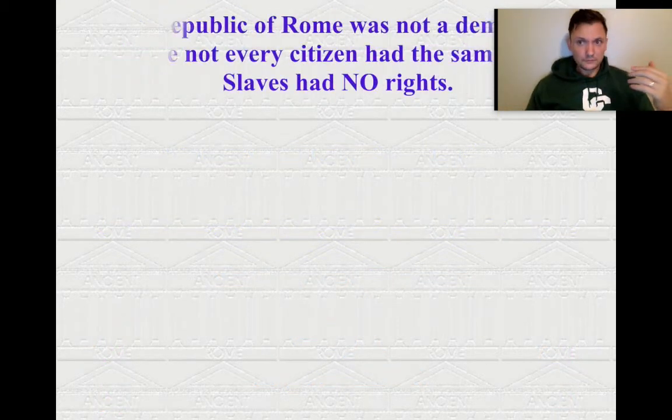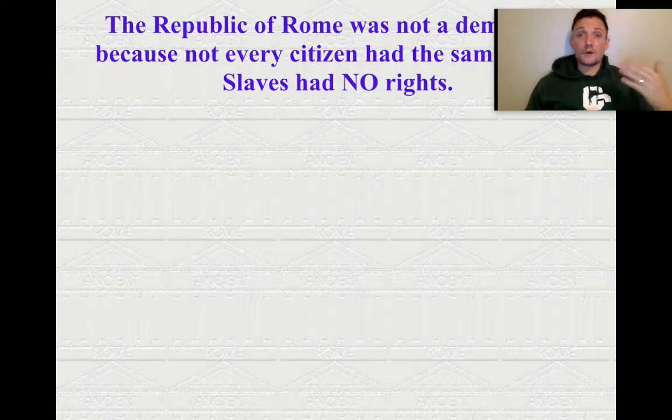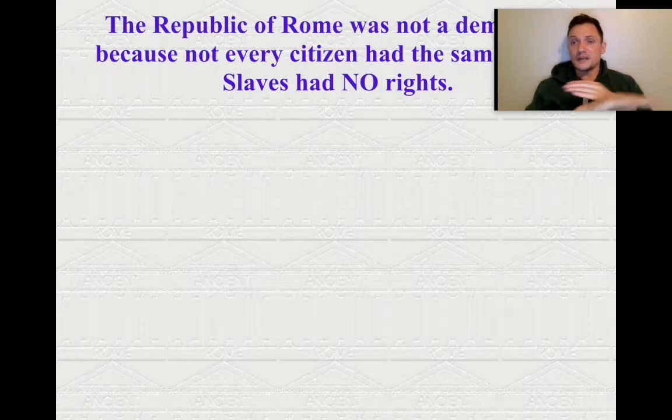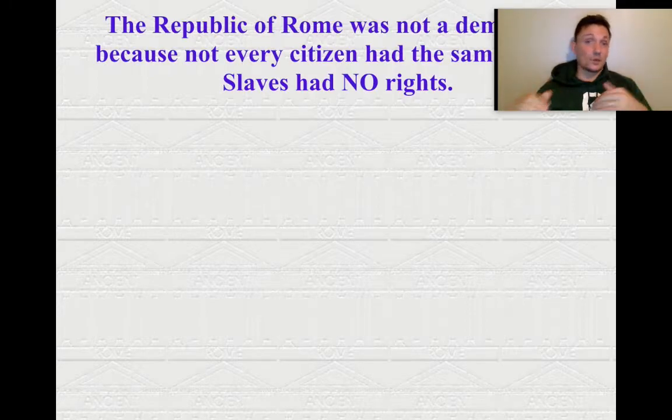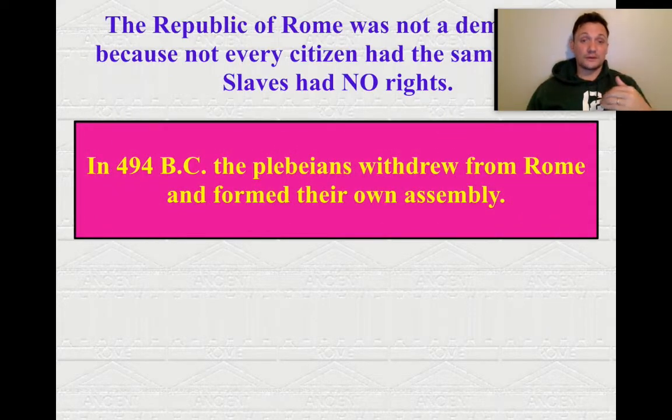Now, anyway, the Republic of Rome wasn't really a walk in the park, right? And it wasn't actually fair across the board because not every citizen had the same rights, okay? Because slaves had absolutely 0 rights, and women had no voice in their government whatsoever. So, in 494 BC, the plebeians decided that they've had enough, that this is ridiculous, the fact that they're not allowed to participate in their own government, that they're not allowed to start laws, and that they're not allowed to do anything. They withdrew from Rome and formed their own assembly, right? They were called the Tribune of Plebes, or the Council of Plebes, right?